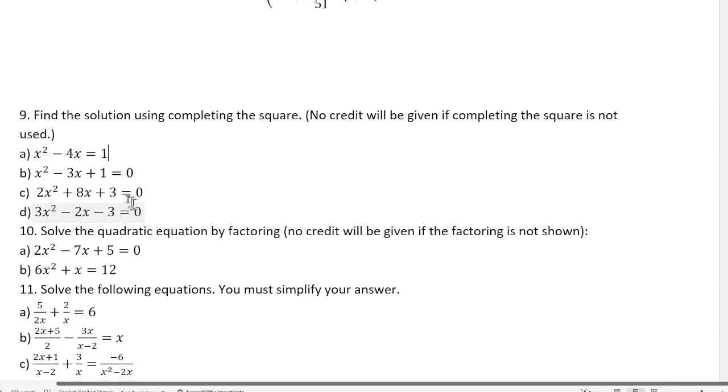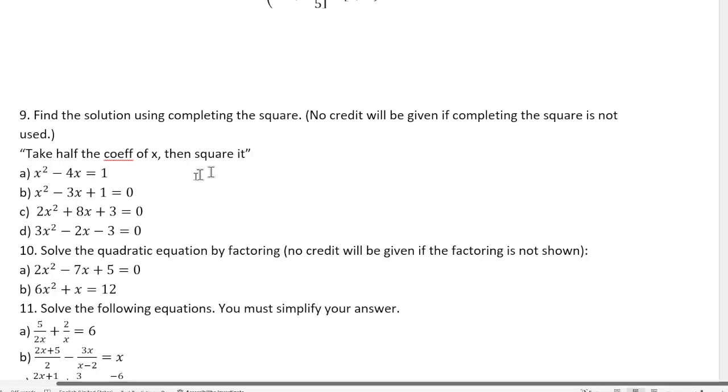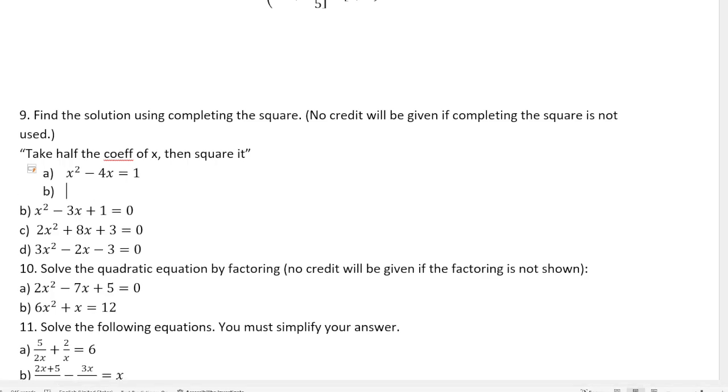Find the solution using completing the square. So to complete the square, let's just remember that you take half the coefficient of x, then square it. Just remember this one thing, and that's going to help you out solving all of these.